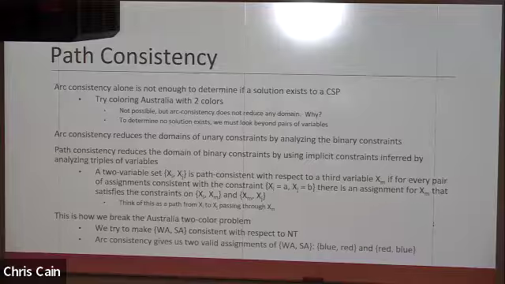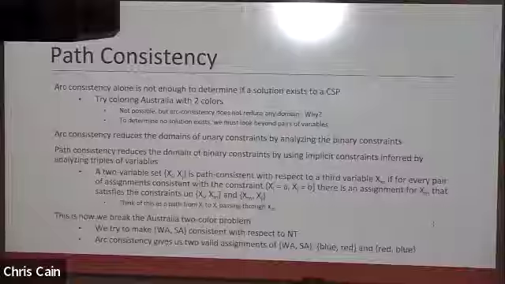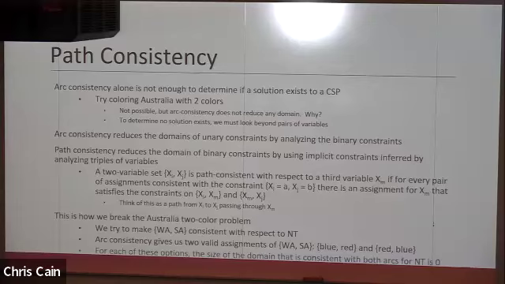So arc consistency gives us 2 valid assignments, and in each of those options, the size of the domain that is consistent for Northern Territory is 0. So because of that, we can abort, reject. There is no solution to this problem, the 2-color problem. Questions on path consistency?